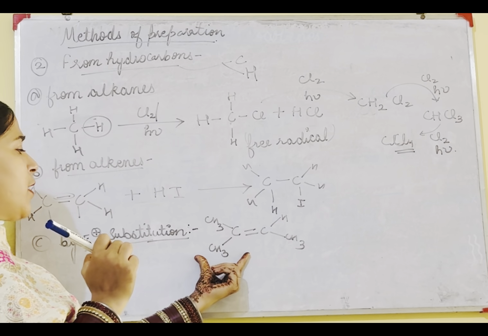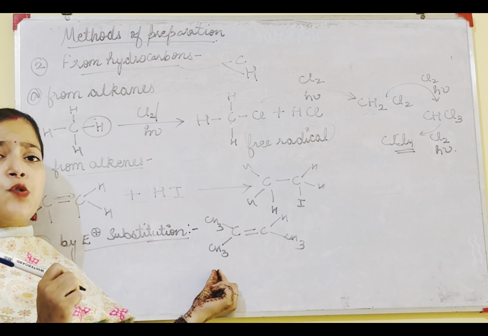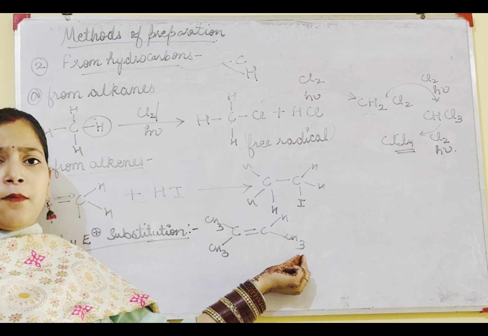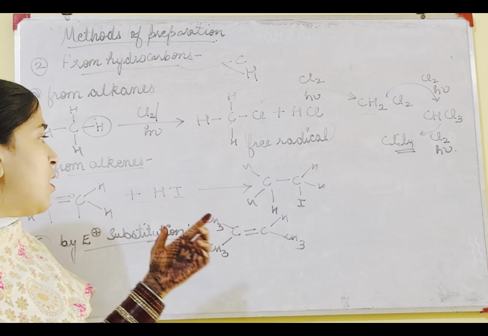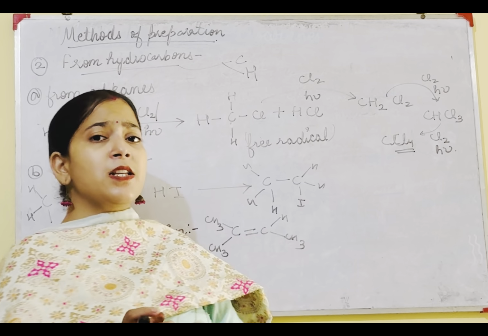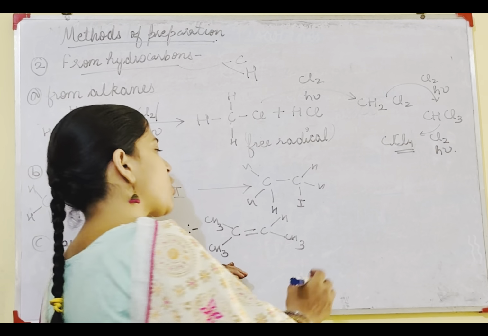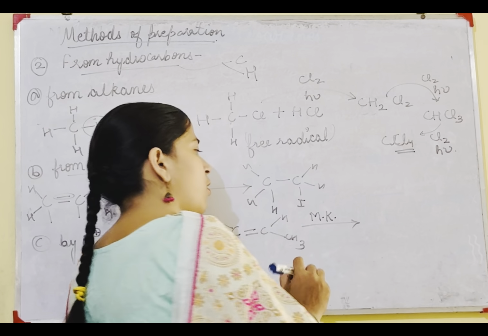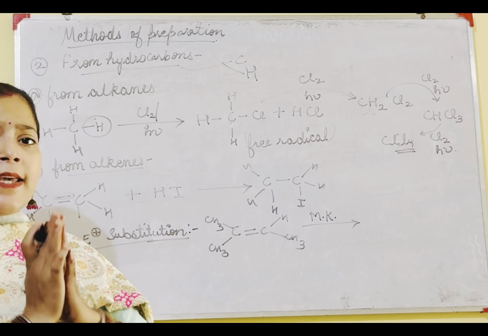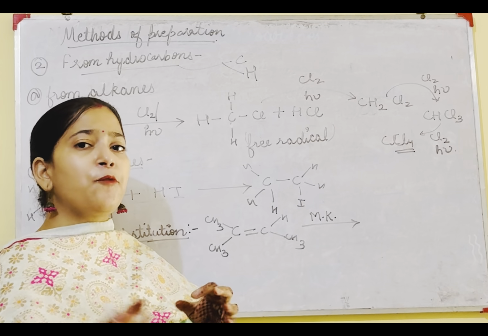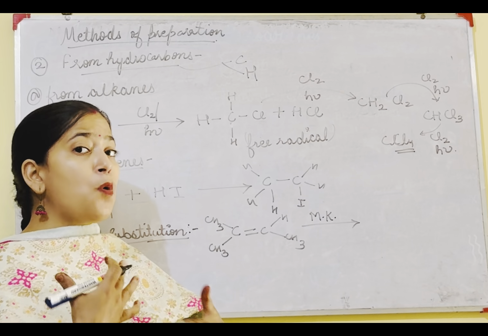Now see, here this carbon is attached to 2 carbon atoms and this carbon is attached to 1 carbon atom. Now the question arises, on which side will this hydrogen go and on which carbon will this iodine go? This is on the basis of Markovnikov rule. What does Markovnikov say? He says that the iodide, meaning the halide group, will go on that carbon which is more substituted.